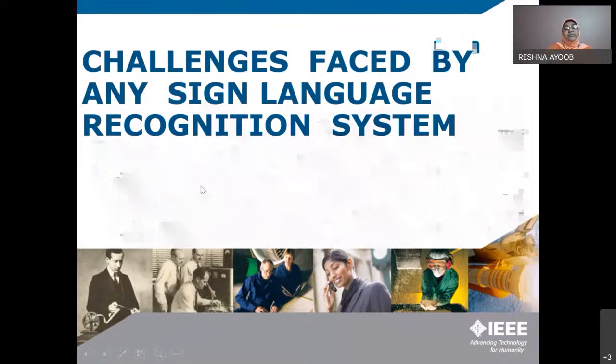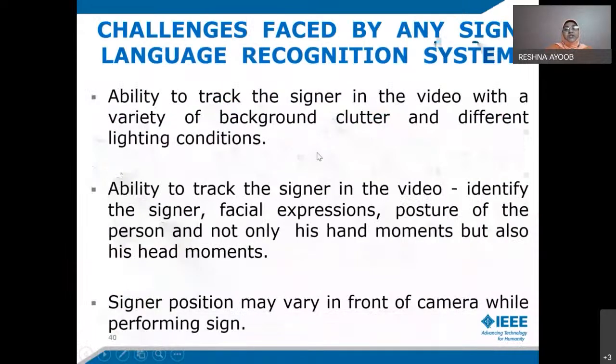So, the challenges faced by any sign language recognition system. These are the spaces where different research can be done. The main challenge is the ability to track the signer in the video with a variety of background clutter and different lighting conditions. As we are using a 2D camera, the lighting condition affects the camera pictures in brightness, contrast, etc. So it is difficult to track the signer. Also, as I mentioned earlier, there are many moving objects in the video. So we have to correctly track the signer and his hand.